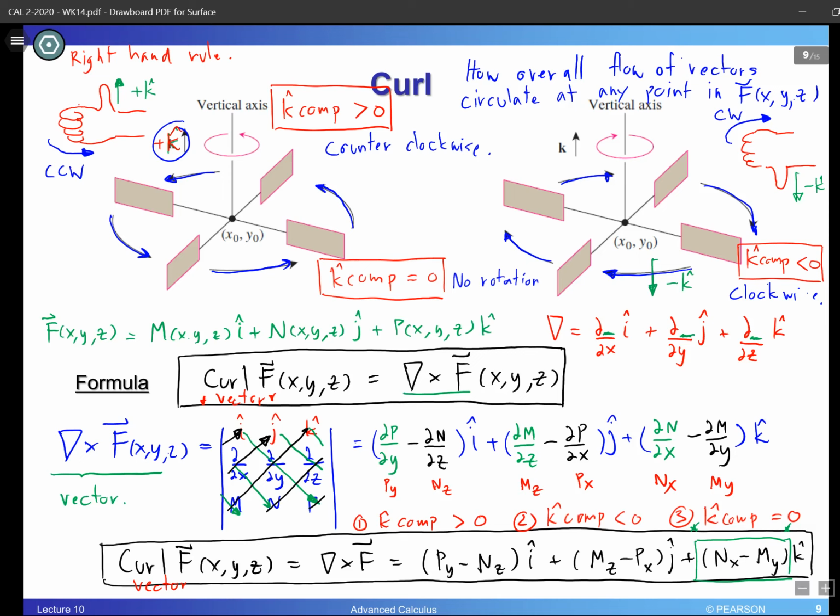When it comes to the calculation, just follow this formula. And once you get the result, just check the coefficient of the k component, and you can determine whether it's counterclockwise or clockwise or no rotation at all. And that is it about the curls that you need to know.